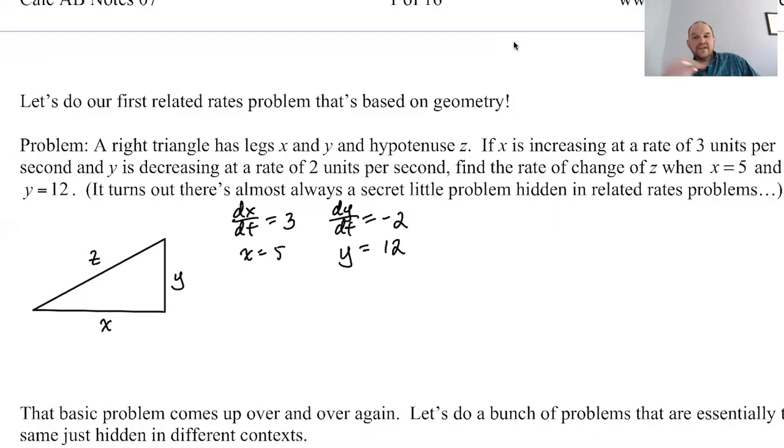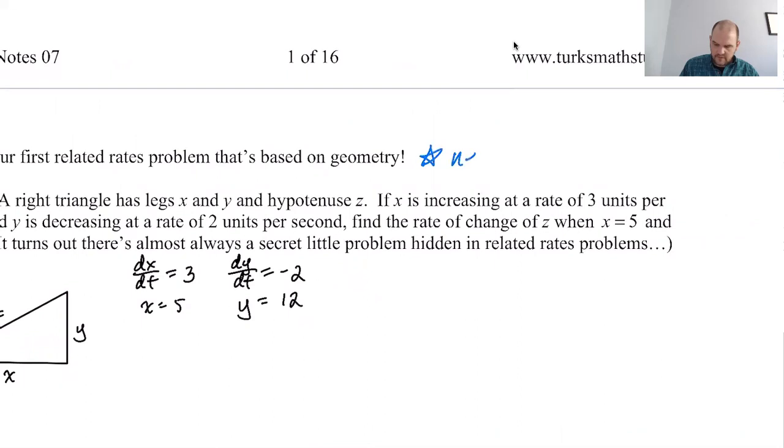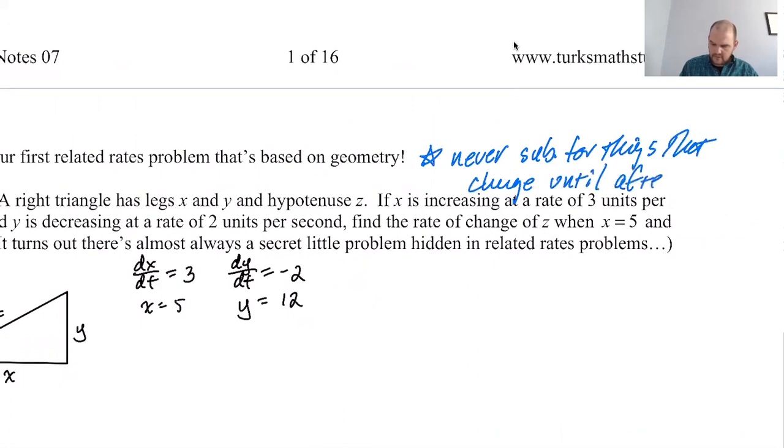Now, here's the thing. x and y change as time changes. So I do not want to substitute those values until after I have taken a derivative. You always wait to substitute values that can change until after you take the derivative. Because if you substitute too soon, then something that's a variable becomes a constant, and the derivative of a constant is 0. Suddenly you've lost the ability to change. So watch out for that. Never sub for things that change until after you take derivatives. This is a really big thing. Never substitute something that can change until after you have taken derivatives.